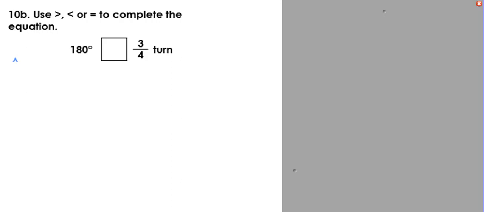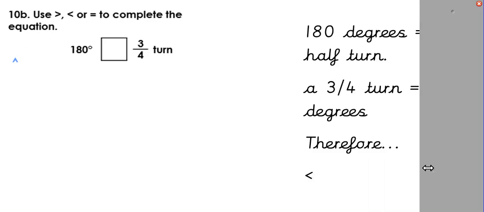types of angles. So first of all, use the symbols to complete the equation. You've got 180 degrees and you've got 3/4 of a turn. Try and remember what 3/4 of a turn is equal to before you attempt to place your symbol. Pause the video and have a go. Let's have a look at the answer then.